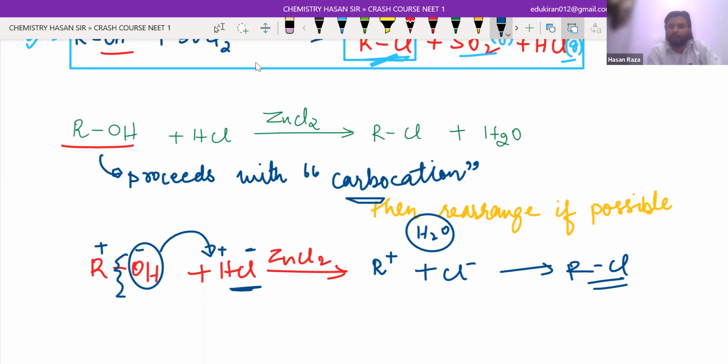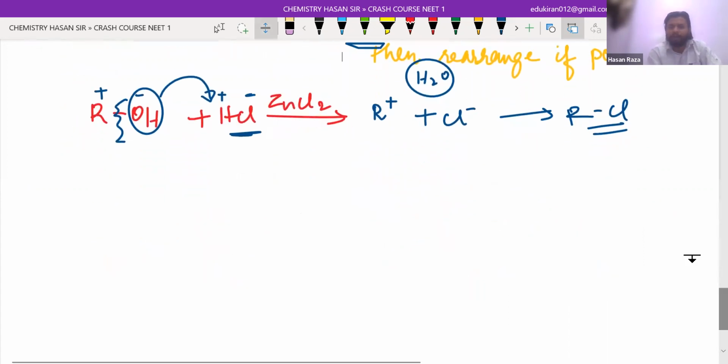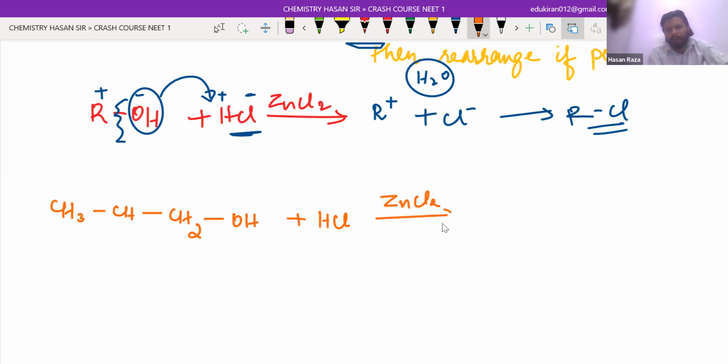Now I'm going to give you a very good example of how the rearrangement takes place. Basically, if you have this CH3, CH and CH2OH, and you want to react this with HCl and ZnCl2, can anyone tell me the name of the product? Please do try. Then I'll tell you.